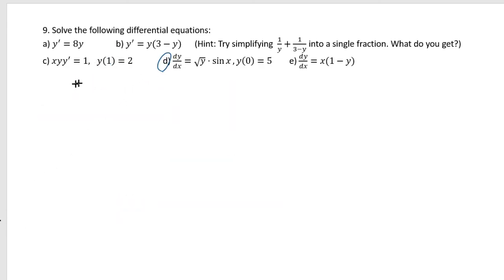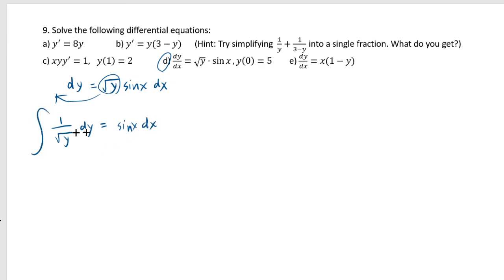Okay, part D, similar thing. You multiply dx both sides, and now I see that this should be on this side, right? So you divide by square root of y, and now you integrate both sides. And when you integrate, this should be written as a power, because or else you don't know how to integrate.